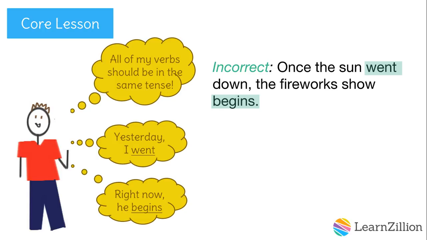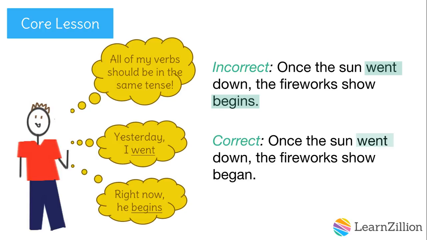The correct way to write this sentence would be like this. This time, both verbs are in the past tense. Once the sun went down, the fireworks show began.